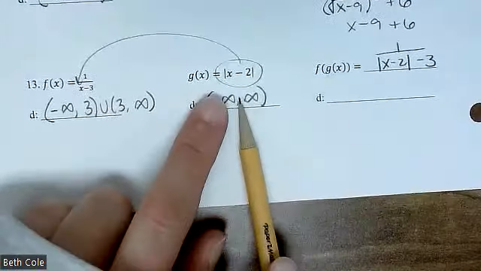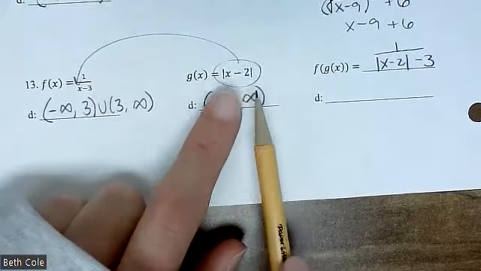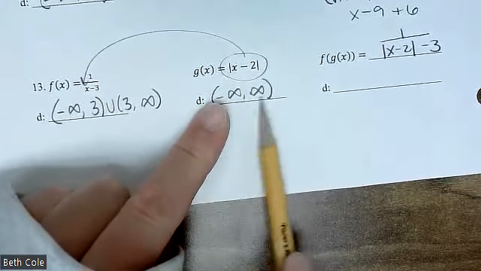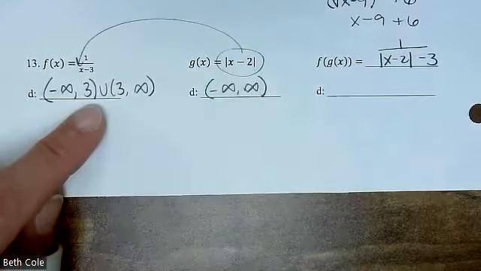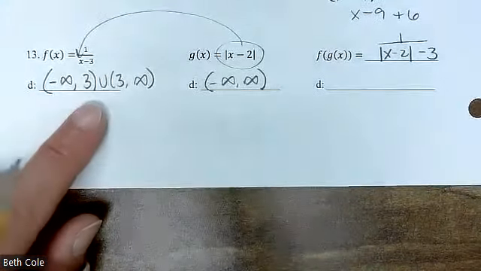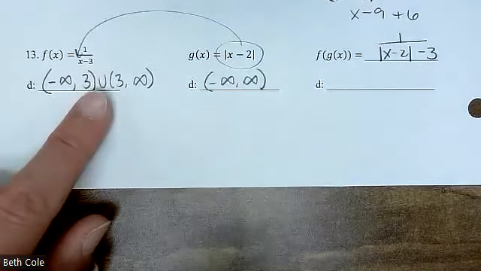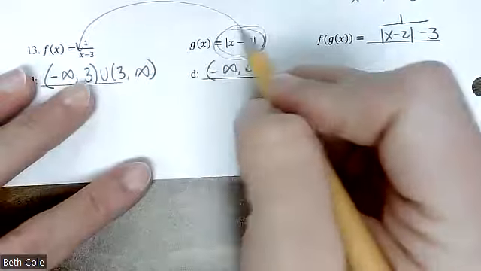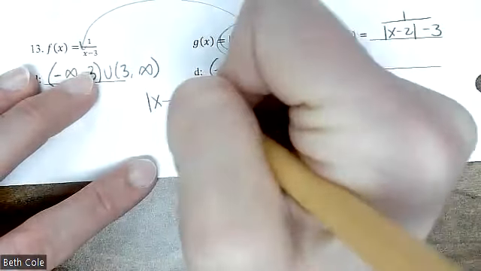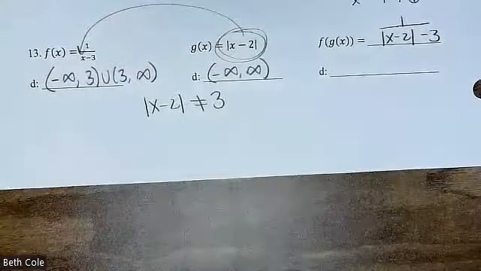Does G have a restriction? No. Great. Does F have a restriction? Hey, G of X, you better not what? You better not equal 3 or else. If I see you hanging out with 3, we're going to have problems. All right. So you're going to take G of X, this absolute value of X minus 2, and say, hey, you can't be equal to 3.